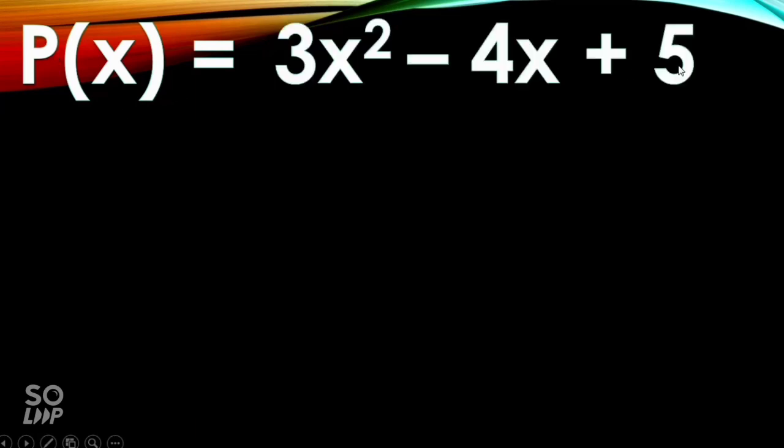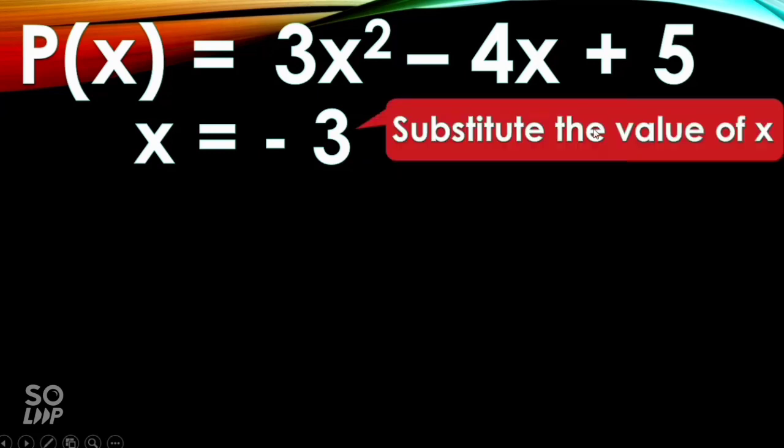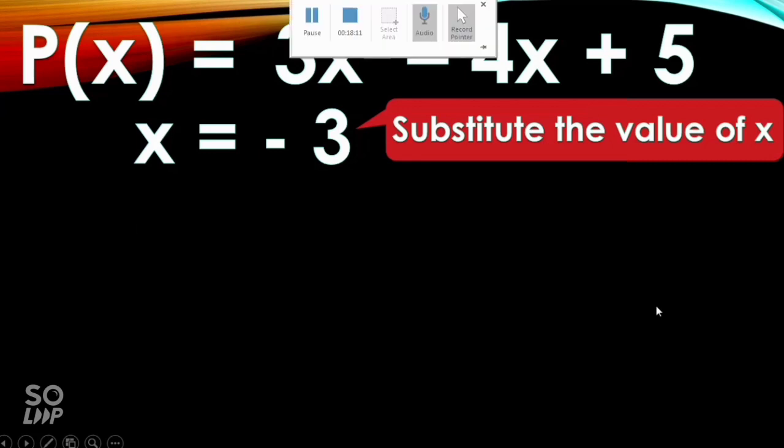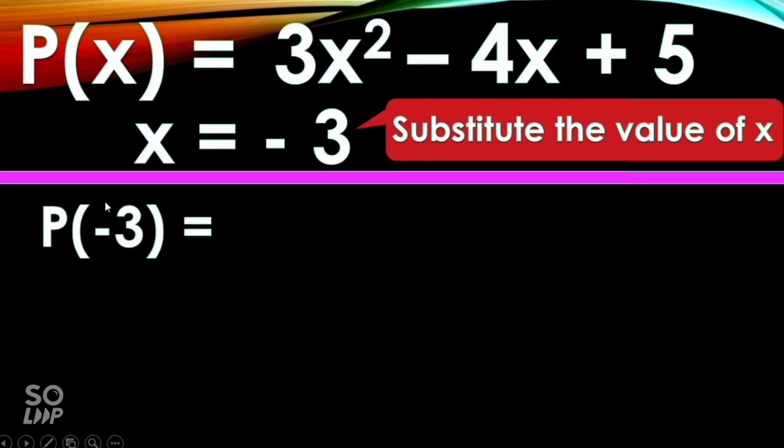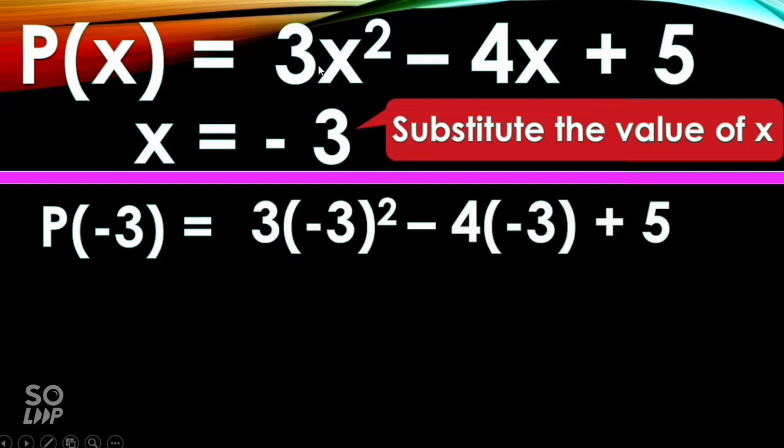Okay, so again, this is the polynomial and we have x equals negative 3. So, yun yung x minus r natin. Then, sasubstitute natin yung value ng x na negative 3 doon sa x or i-replace natin lahat ng x ng negative 3. So, now we have p of negative 3 equals 3 times negative 3 squared minus 4 times negative 3 plus 5. Okay, the next is simplify natin.